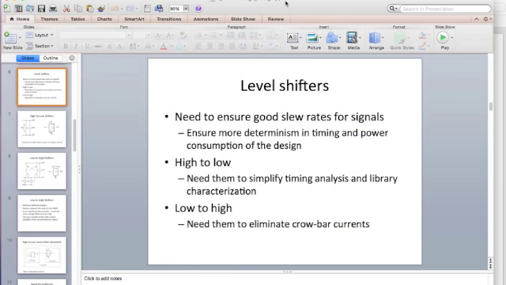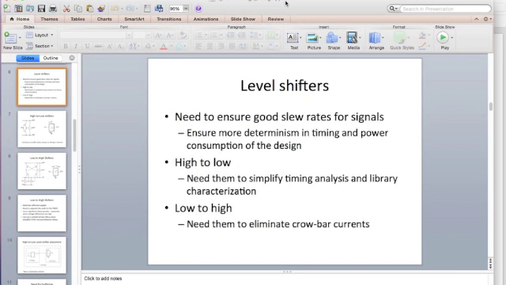So if you look at the level shifter, you basically have to ensure that you have good slew rates for the signals. And having good slew rates is important, because if I have a logic gate and the input to the logic gate is changing very slowly, it has a very poor slew rate, very slow rise time or fall time, then that logic gate will consume a lot of crowbar current, because for a longer period of time both pull down and pull up stacks will be on. So it's not good to have very slow rise times or fall times.